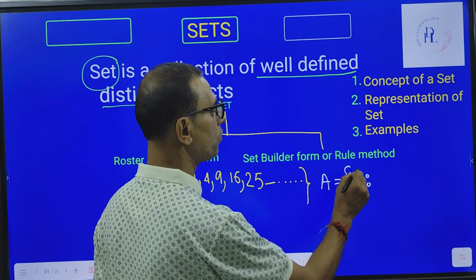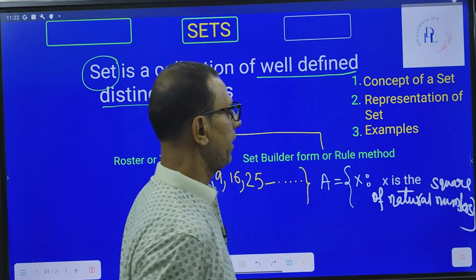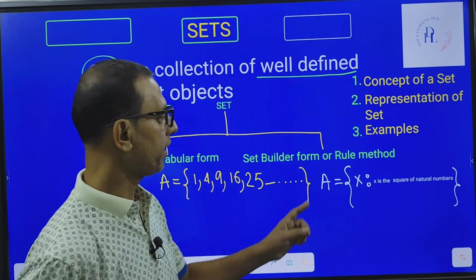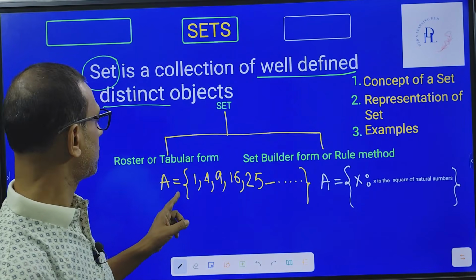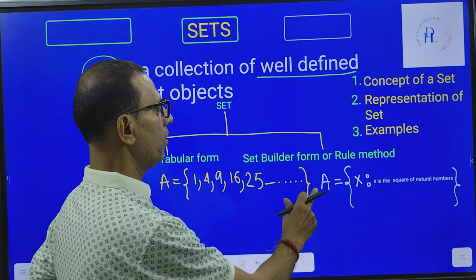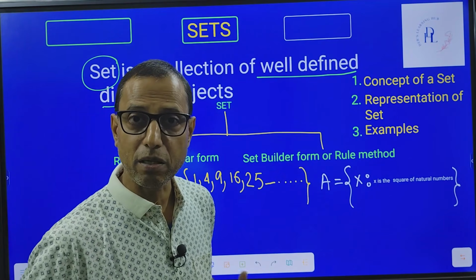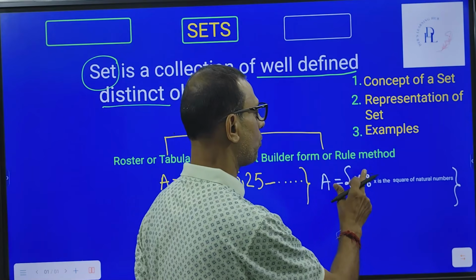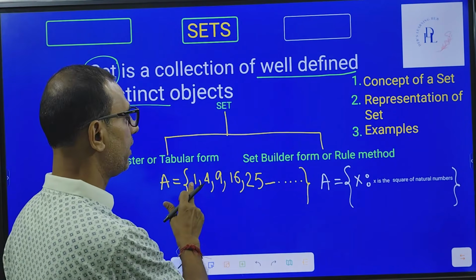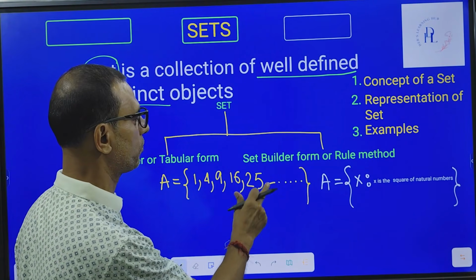So A equals to x colon within curly brackets. And what is the property of x? x is the square of natural numbers. So that is how we can write this roster or tabular form set into set builder form. In set builder form, we represent all the members as x. Then what is the property of x? x colon, then the property is x is the square of natural numbers. Here x square of natural numbers means 1 square, 2 square, 3 square, 4 square, 5 square.